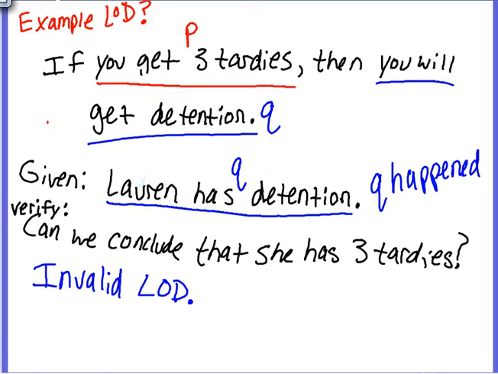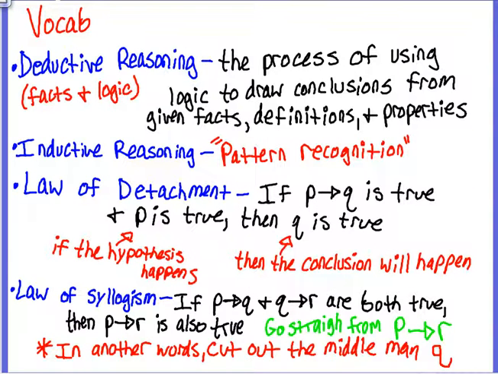Alright, so now we're going to go back to the top. We're going to talk about the law of syllogism. That's our last law of deductive reasoning we're going to talk about. And in fact, that's basically the end of the 2.3 notes. Alright, so law of syllogism, think of it as having a middleman. I'm just going to already put that out there.